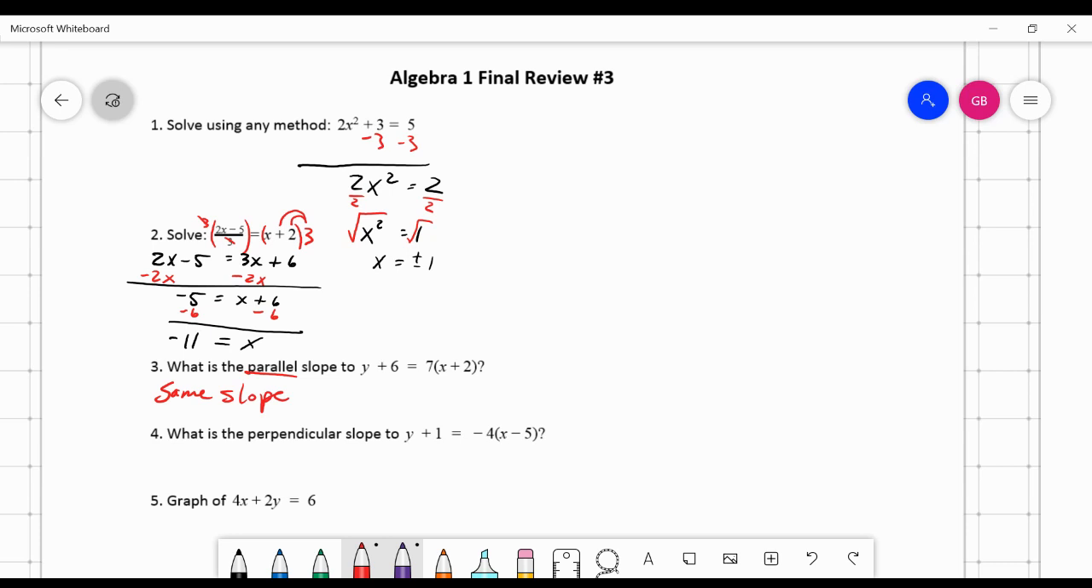So if they have the same slope, you just have to find it from the equation. I'm looking at the equation and it's in point slope form, which is y minus y1 is equal to m times (x minus x1). So that means that the slope is this number here. The slope is 7.